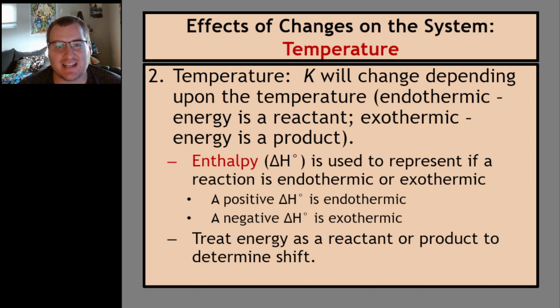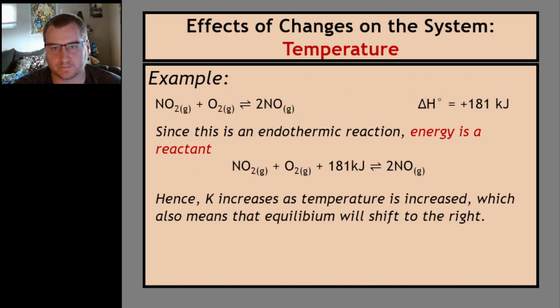So we can think of heat as a reactant. You need the heat to start the reaction. If that delta H, that enthalpy, is negative, the opposite is true. It's producing heat as a product. That's what exothermic means. So we would treat energy as a product and use that idea to help us determine which way it shifts.